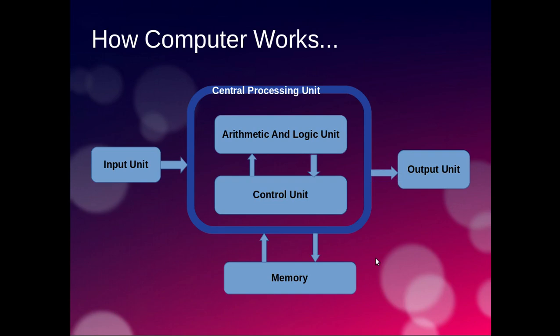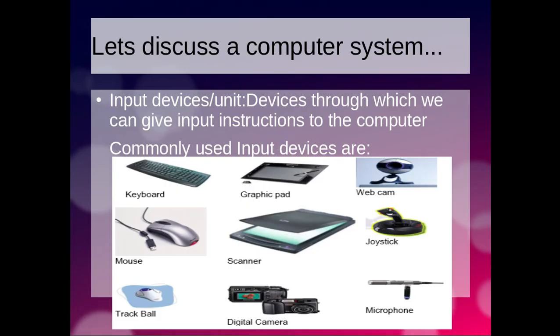So let's know stepwise. First is input device. We know some of the input devices. Let's know more about them, how they work. Input refers to the primary fact of figures. That means raw data. The devices through which we can give instructions to a computer are known as input devices.